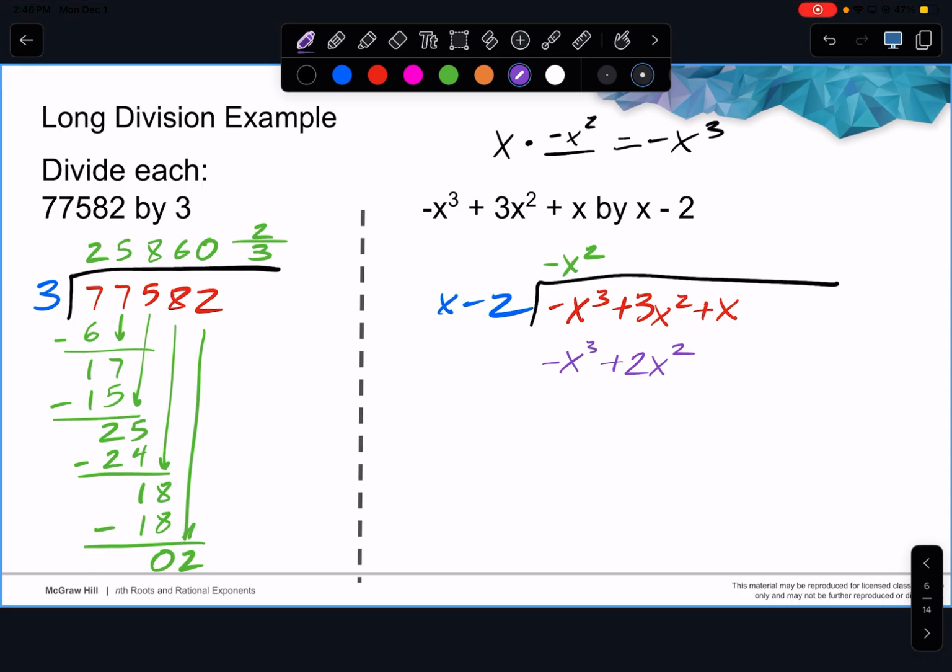And we put it just like that. And we want to line those columns up. Okay, just like division at any level with anything, we want to make sure that we are lining things up in our columns.